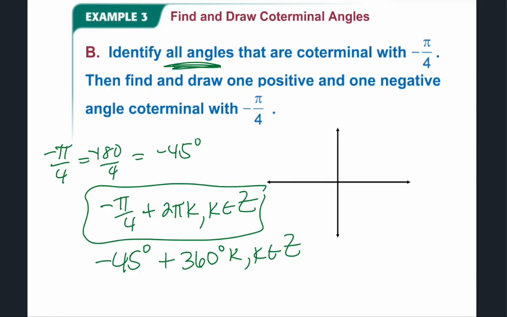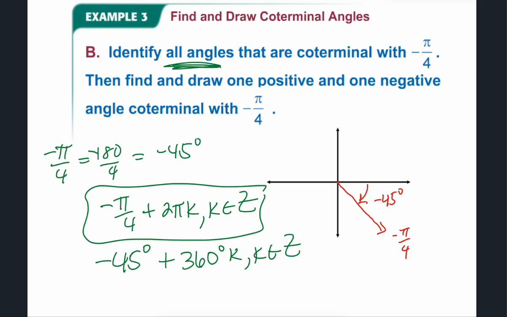Eventually you'll just know that pi over 4 is 45 degrees. But until that time, take off the pi, put on 180, find the degree measure, because you know how to draw a degree. Okay, so let's draw our original. Our original is negative 45, so it's going to go down here. Remember, negative means that I rotate downward, clockwise. So draw your original. Yes, that's negative pi over 4. If you want degrees, use degrees for now.